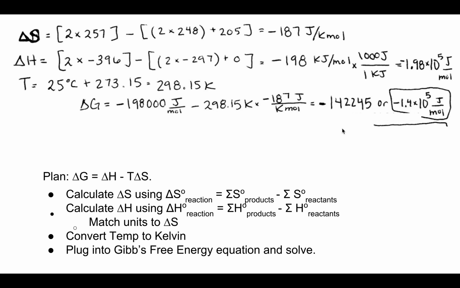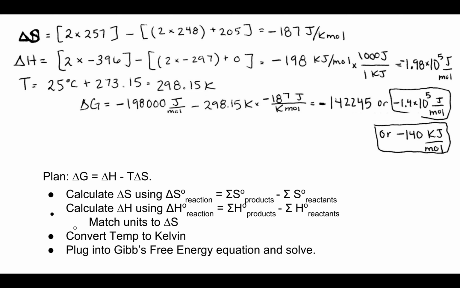142245. If I think about significant figures, 1 atmosphere would be just one significant figure. So my answer is negative 1.4 times 10 to the 5th joules per mole. Or in kilojoules, it would be negative 140 kilojoules per mole, or negative 100 if you're going to one significant figure.